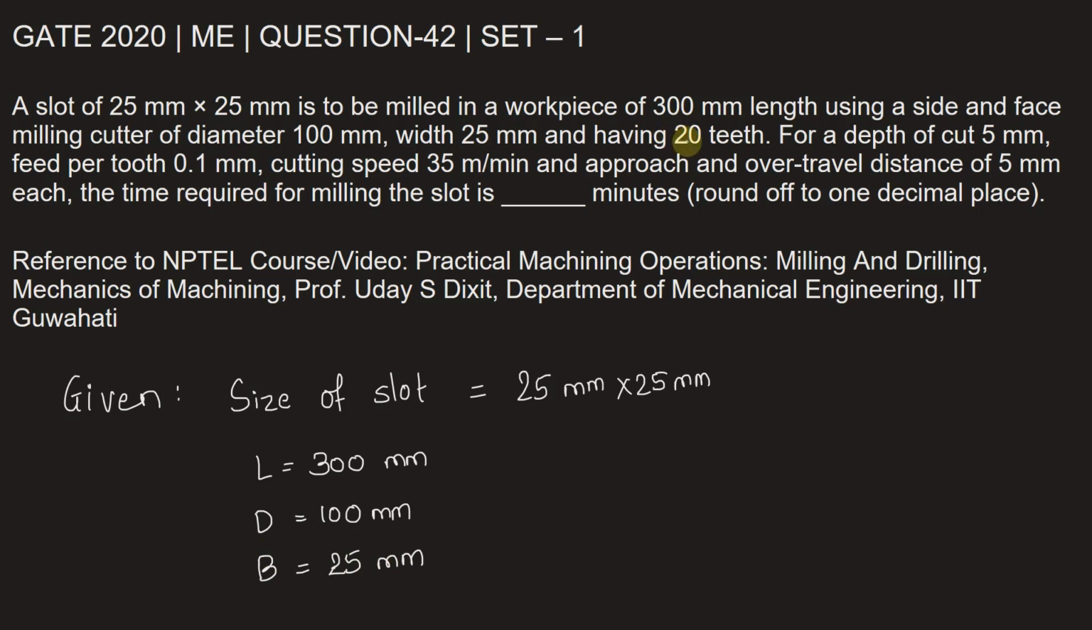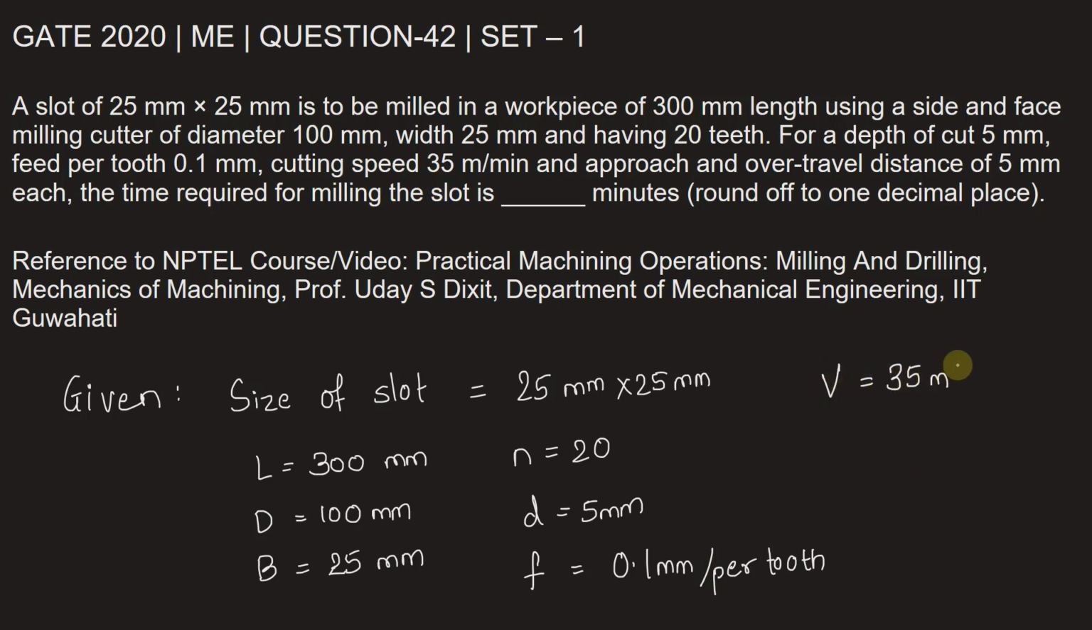The number of teeth is 20, so N equals 20 teeth. The depth of cut is 5 millimeters, small d is 5 millimeters. Now the feed per tooth is given as 0.1 millimeter, so F, feed per tooth, is 0.1 millimeter. This is per tooth. The cutting speed is given, so V is 35 meter per minute. Approach and over travel distances are given: AP is equal to 5 millimeters, and over travel, OT, is also 5 millimeters. This is all the information that is given here.